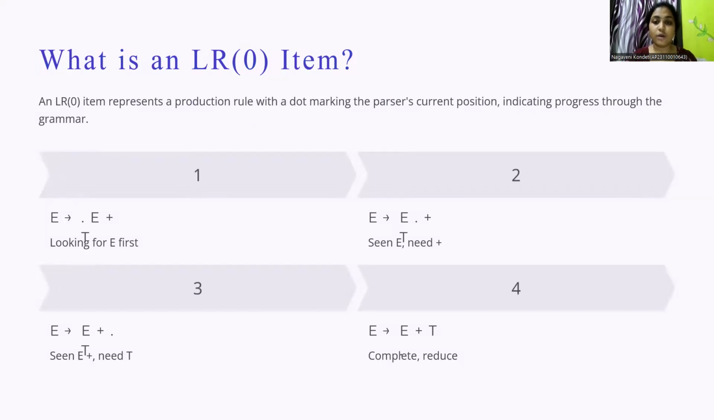Now let us understand what an LR item is. An LR item is a production rule with a dot that shows the current position of the parser. The dot indicates how much of the rule has been processed. For example, E to dot E plus T means parsing has not started. E to E dot plus T means E is already seen and next we expect plus. E to E plus dot T means we have seen E plus and now expect T. E to E plus T dot means the rule is complete and ready for reduction. So the dot helps track parsing step by step.